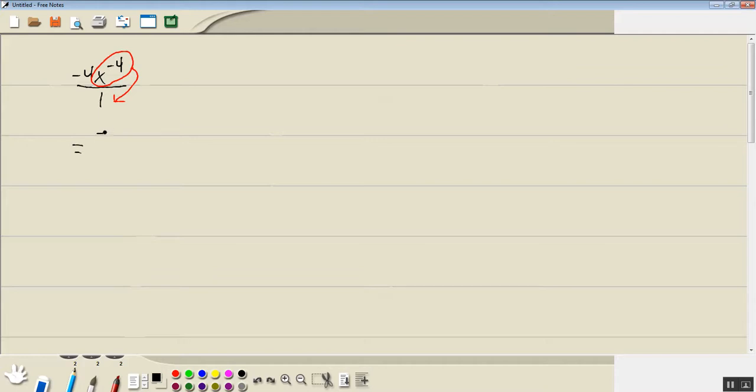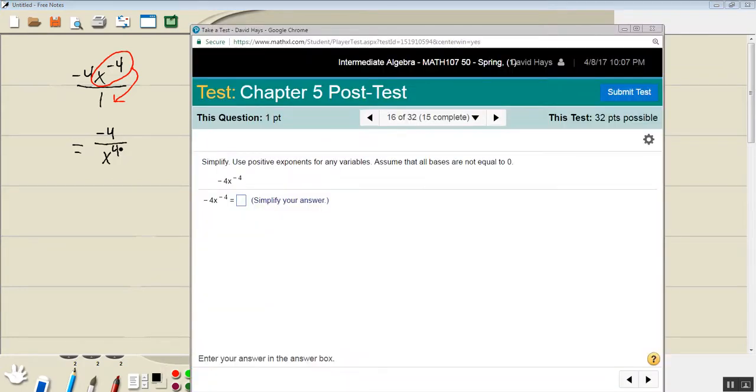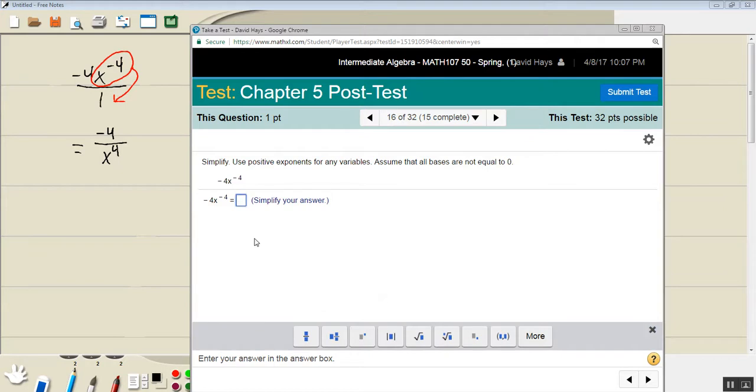The negative 4, the coefficient that was right here, we leave up on top. There's nothing wrong with negative numbers; it's the negative exponents we don't like. So I take the x to the negative 4 down below, and it becomes x to the positive 4. That gives us negative 4 over x to the 4th.